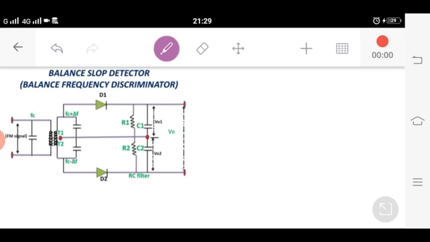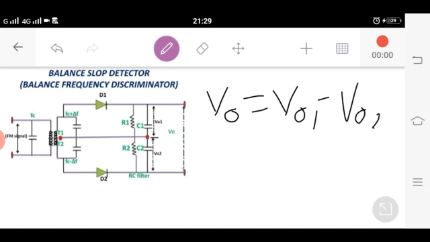The overall output that we observe as VO will be the combination of these two outputs, VO1 and VO2, and it will be VO1 minus VO2.